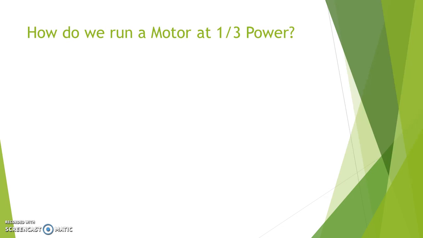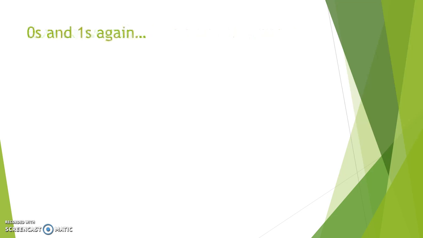So the question becomes then, how do we do things like run a motor at 1/3 power? How do we control speed? How do we control power? So first off, let's discuss zeros and ones again. Quick reminder, Ohm's Law. Current is voltage divided by resistance. So the higher the voltage we dial in, the higher the current.